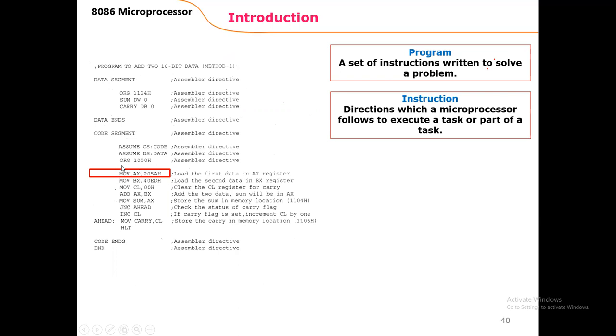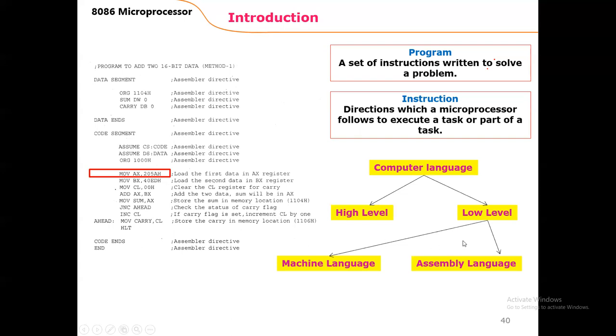This is called move, MOV. This is not the full name. This is computer language. Computer language is two parts: low level language and high level language. Low level language is two parts: one is machine language and another is assembly language.